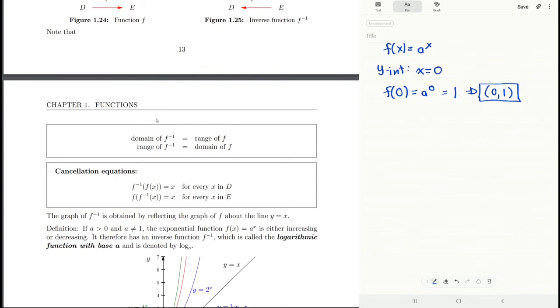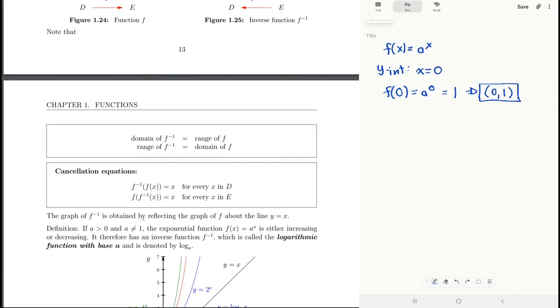So note that we have the following relationship between the domain and ranges of these functions. The domain of the inverse function is going to be the range of f, and the range of the inverse function will be the domain of f. So the inverses will have these cancellation equations. So f inverse of f of x is equal to x for every x in D. So you can think of f inverse and f canceling each other, leaving you with x. Similarly, we have f of f inverse of x, which also gives you x for every x in the set E.